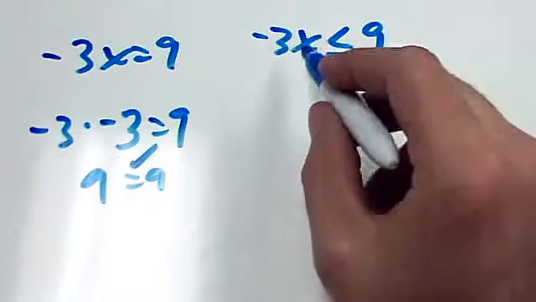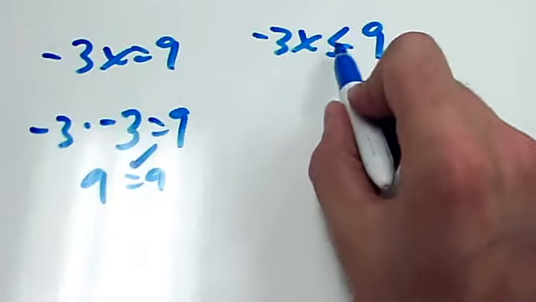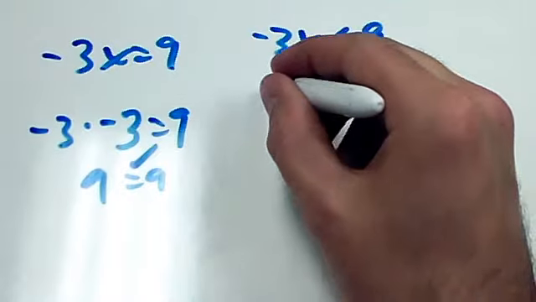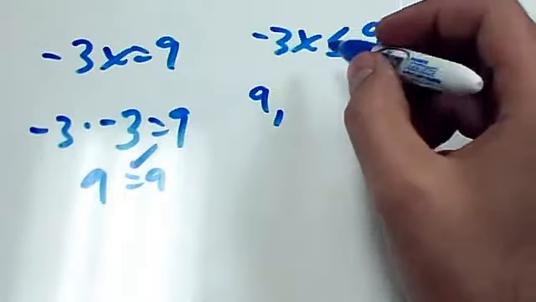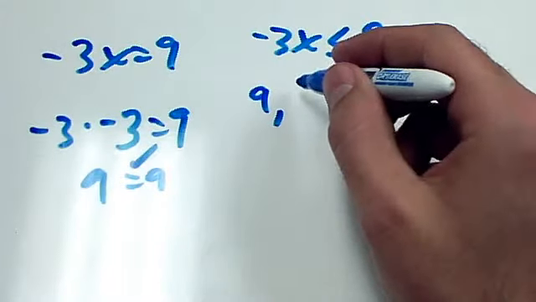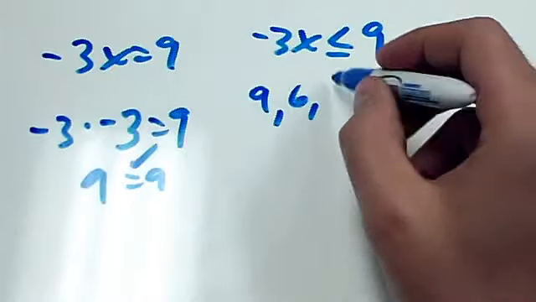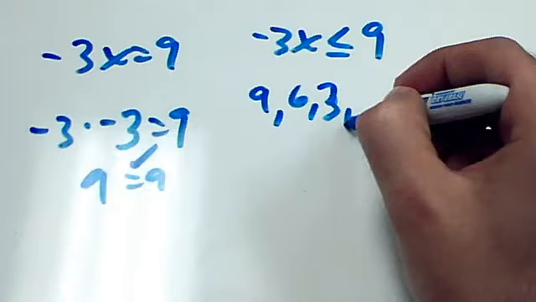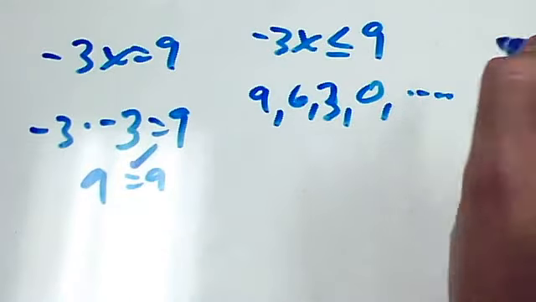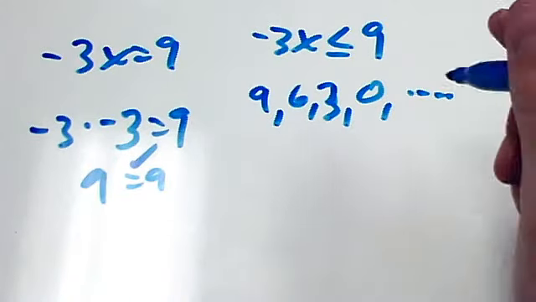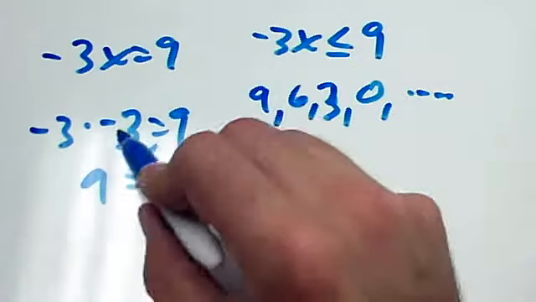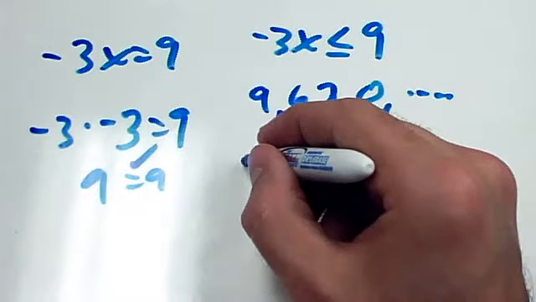Should be negative 3. What values would be less than or equal to 9? Well, we just said that there should be 9. I'm going to do multiples of 3 again. 6, 3, 0, and on and on. Okay, so let's see. Negative 3 times what makes 9? Well, we just said over here it should be negative 3.